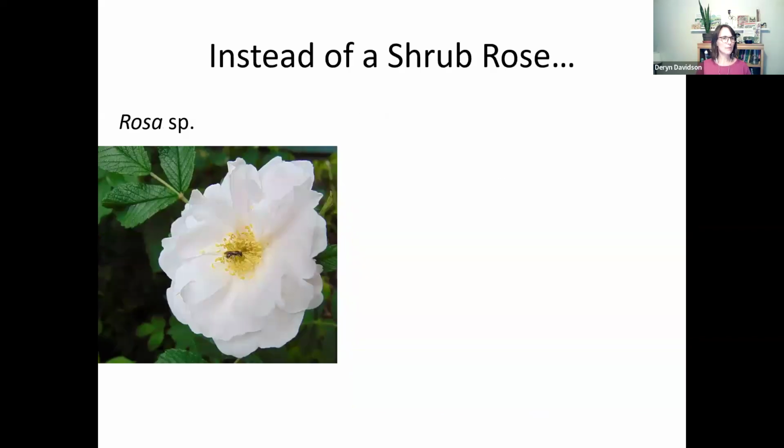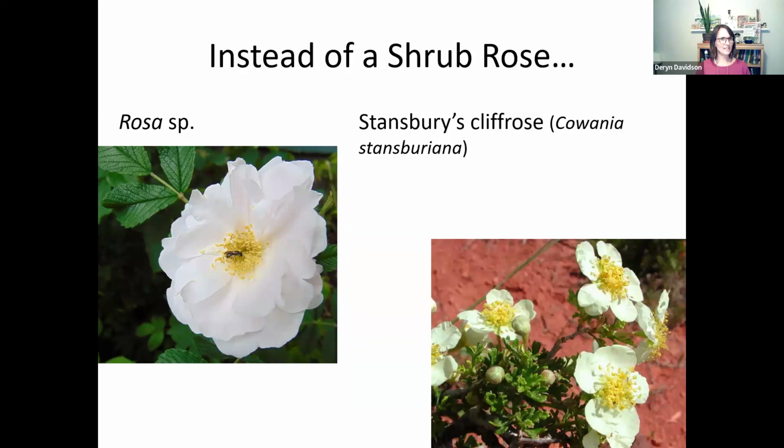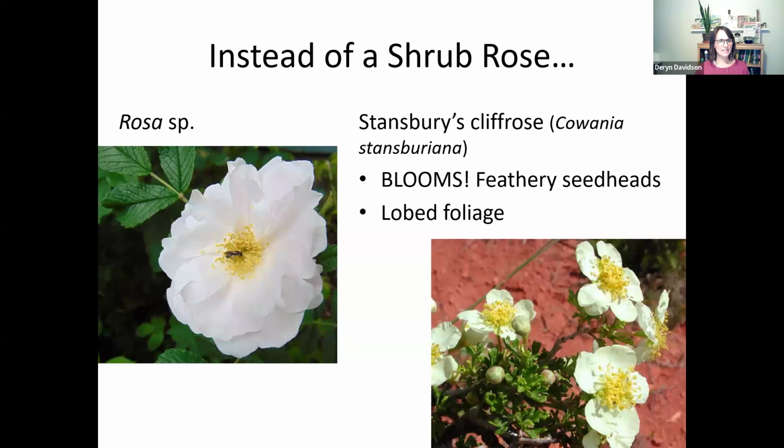Instead of a shrub rose, we've got Stansbury's cliff rose. This is a really interesting plant. They get absolutely covered in flowers. You can see it's a similar look, not exactly the same, but it's got that nice open flower. It gets really pretty, kind of feathery seed heads, and has this lobed foliage. You can see in the picture a kind of tight, compact foliage. It likes full sun, and again, it'll just be covered in these flowers. So it's a lot of bang for your buck.